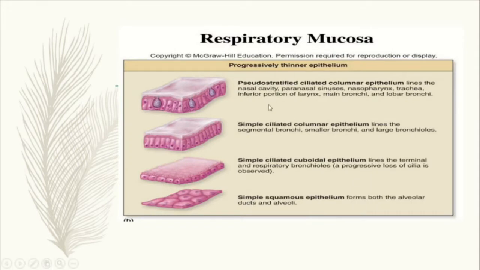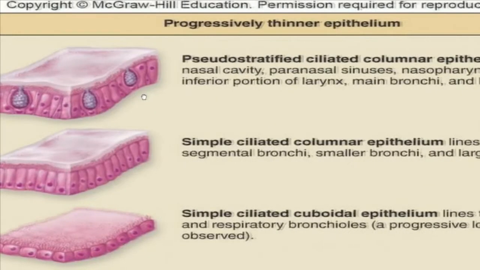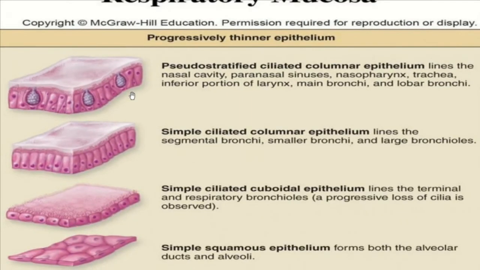Next, let's go to the different epithelium. First, we have the pseudostratified ciliated columnar epithelium. We all know that the respiratory system is lined with cells with a special accessory organelle, which is the cilia. Cilia is responsible for propelling out all of the antigenic or foreign entities that have entered the body through respiration or through breathing. It lines the nasal cavity, paranasal sinuses, nasopharynx, trachea, inferior portion of the larynx, the main bronchi, and the lobar bronchi.